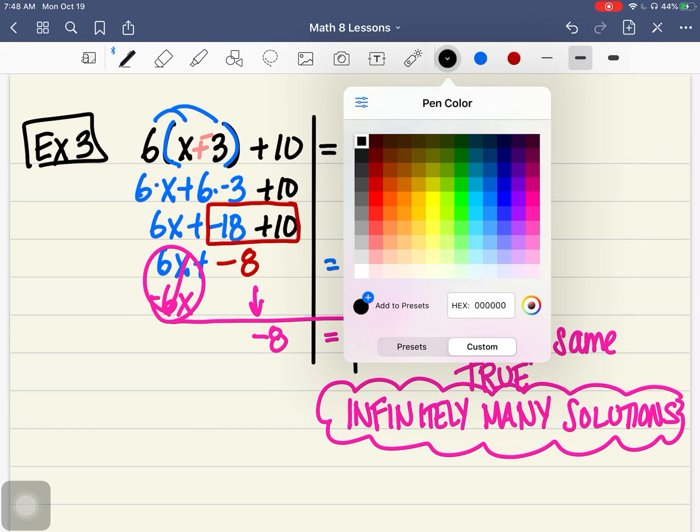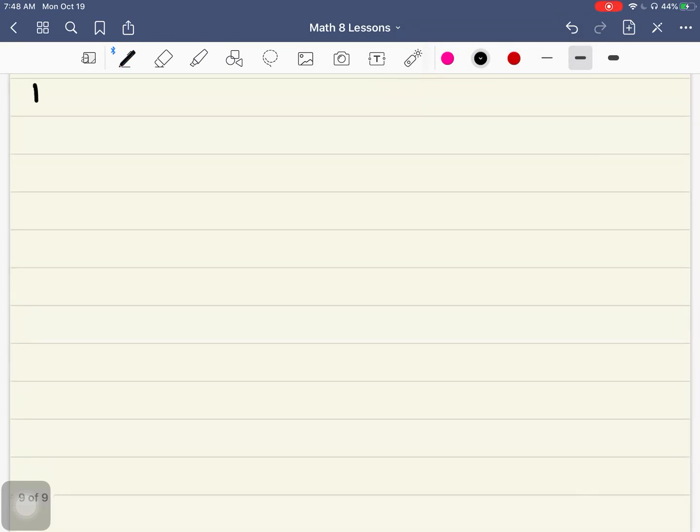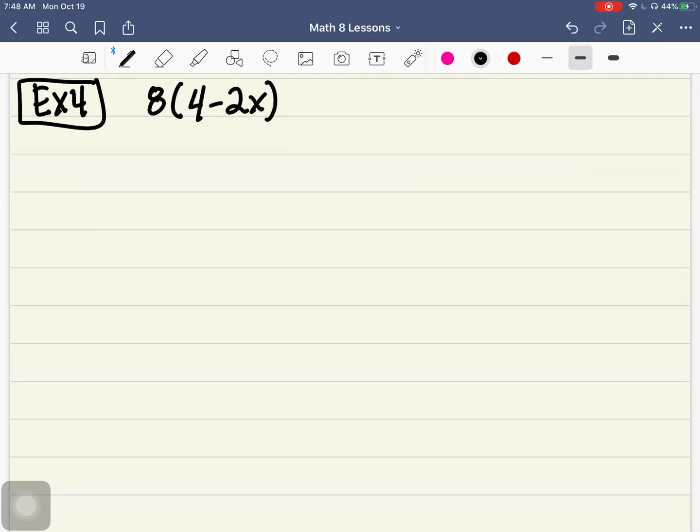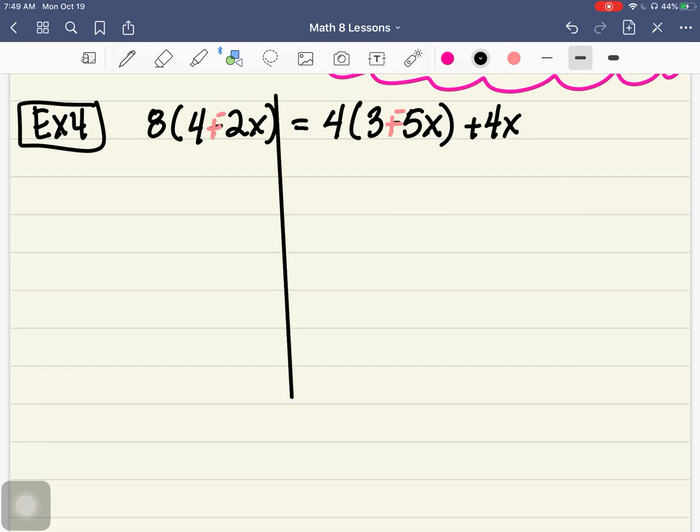All right. And next, let's do one more problem, and then we'll be done. Just to give you all kinds of examples. So we've got 8 times 4 minus 2x equals 4 times 3 minus 5x, and then there's a plus 4x out here. I see a minus sign here. I'm going to make that plus a negative 2x, and make that plus a negative 5x.